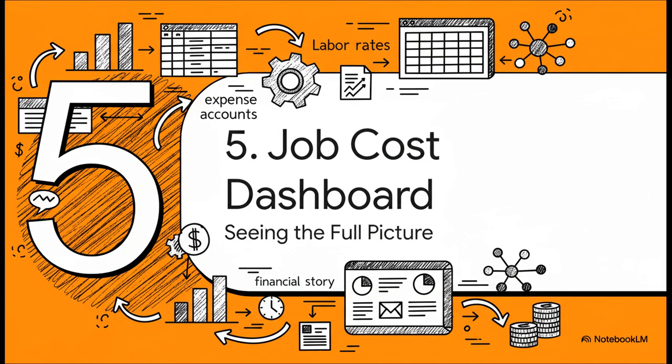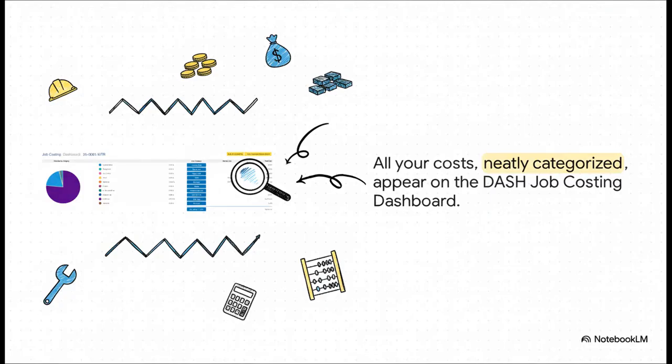And now, for the payoff. After setting up our labor rates, naming our expense accounts, let's see what it all looks like. This is where all that data comes together to tell the complete financial story of your job, all in one clean, powerful dashboard. And here it is. The second you click into a job's costs, this is what you see. You get an instant visual overview with that pie chart, plus a really clean breakdown of the total costs for every key category: labor, materials, subtrade, you name it.